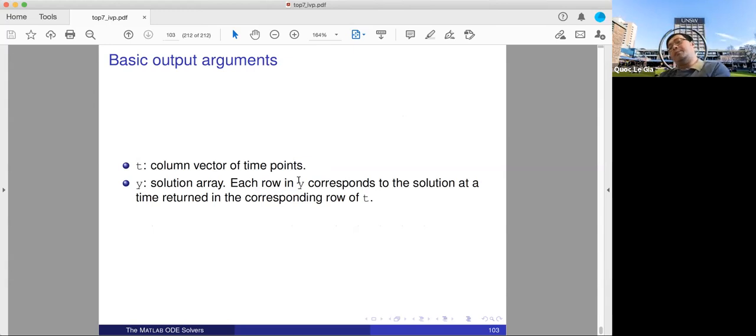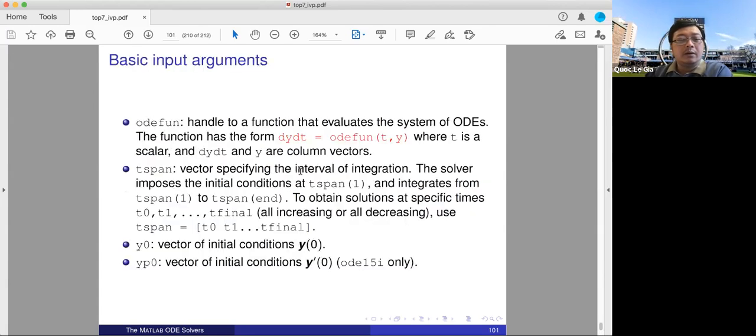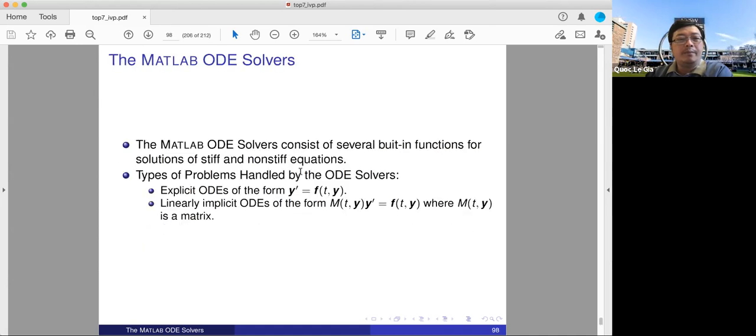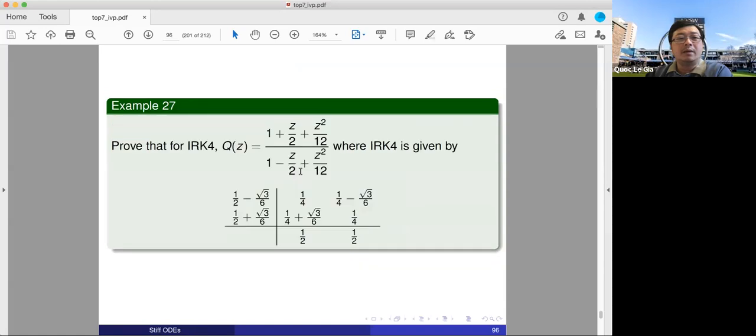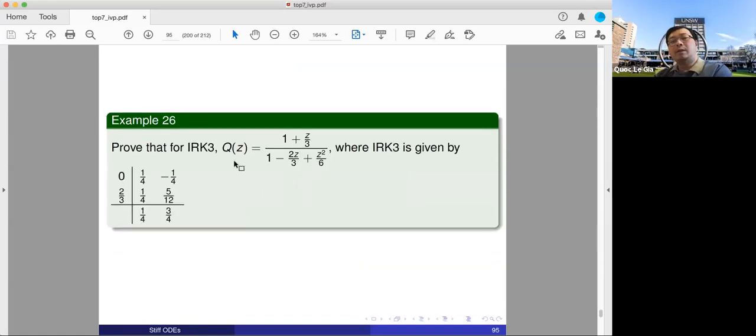So that's about it. Now do you want me to go back to the topics of QZ or not? Because example 26 is one of the past exam questions. Do you want me to cover this question? Okay, maybe we do this. This one is an exam question in 2019. How do we show that QZ for IRK3 is given by this polynomial?